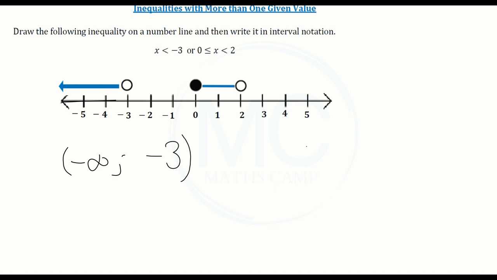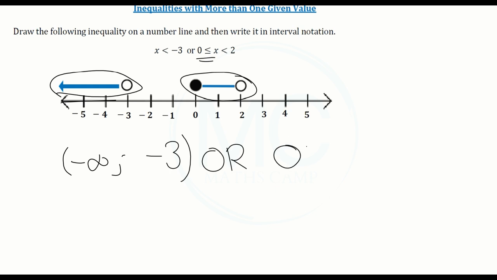Let's begin again here. Remember that in this case, X can take on the value of one set of values or another. So over here, we can write or. And now we can look at our second set. X is greater than or equal to 0. So 0 is our lower bound. X is smaller than 2. So 2 is our upper bound.